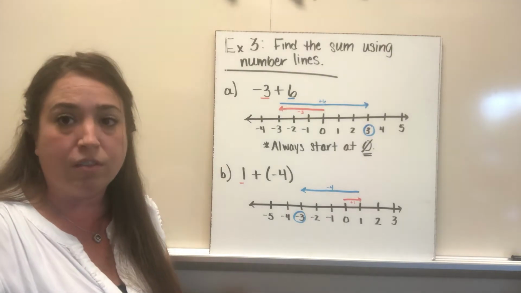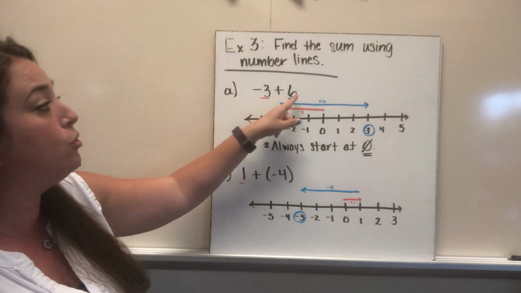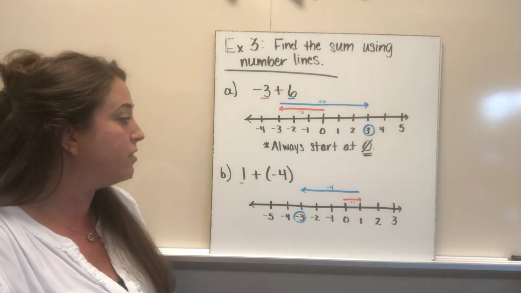Again, we always want to start at 0 when we're graphing, and we're graphing two different directions because we have two different signs for our integers. One is negative and one is positive.